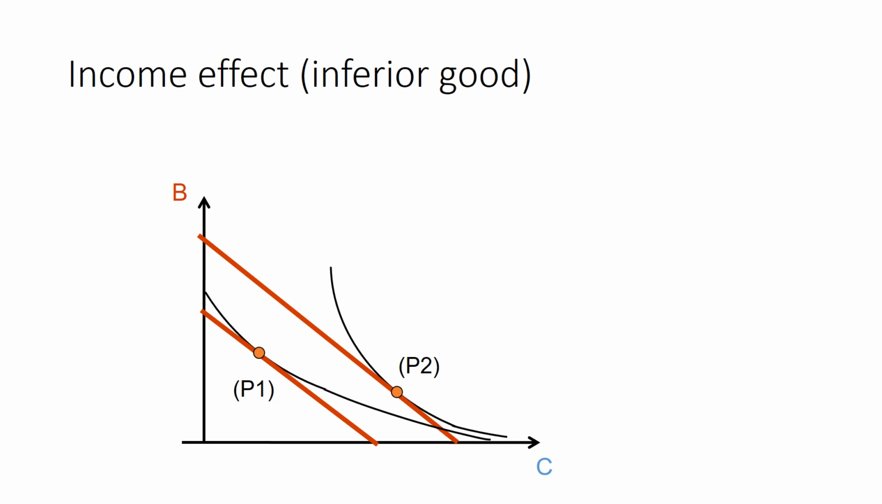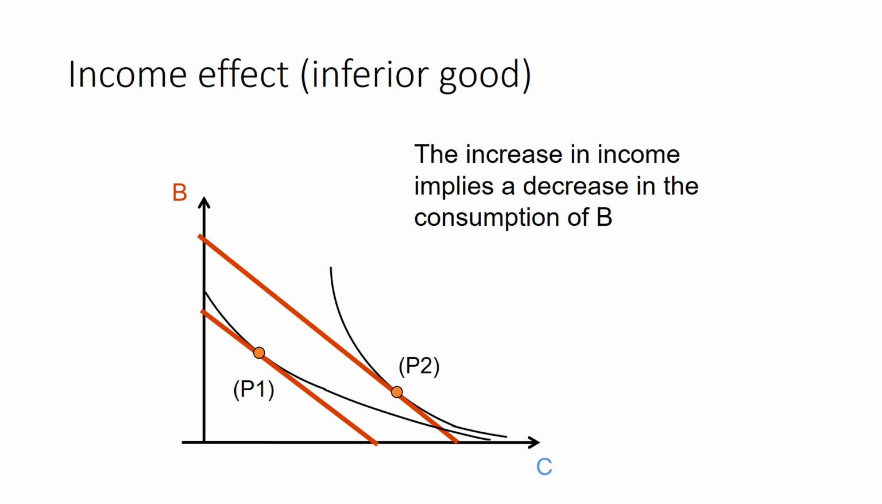P2 is a bundle in which there's a higher quantity of C compared to P1, but it's also a bundle for which there's a lower quantity of B compared to P1. So here, the increase in income implies a decrease in the consumption of good B. So B is said to be an inferior good. An inferior good is such that when income increases, the quantity demanded for that good decreases.